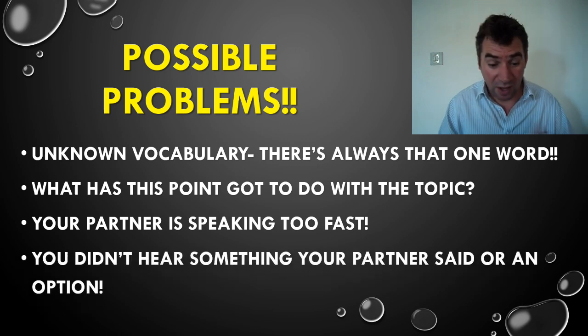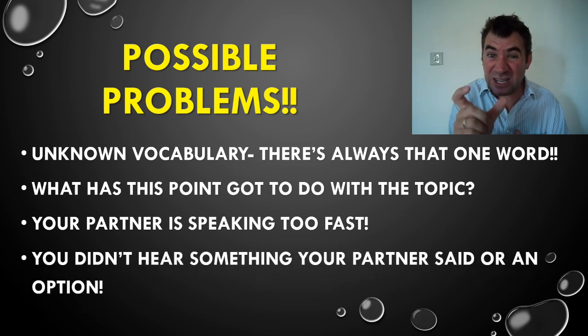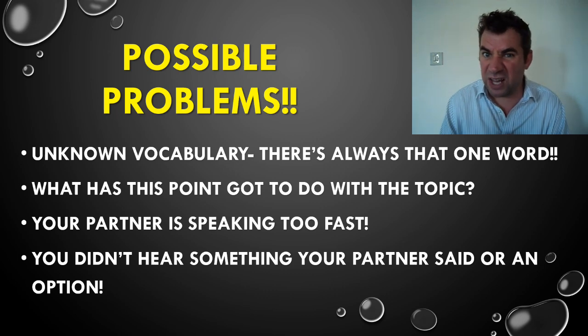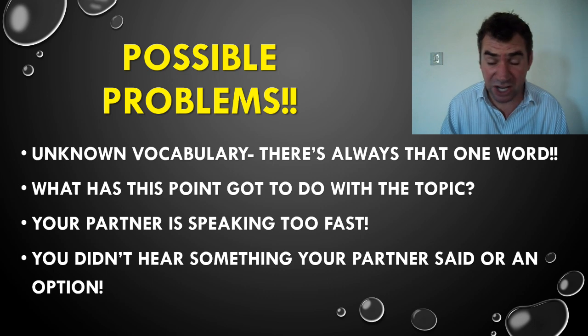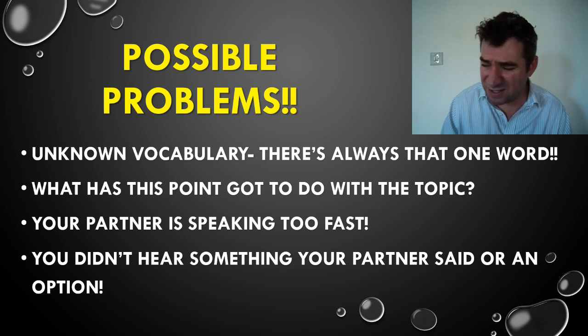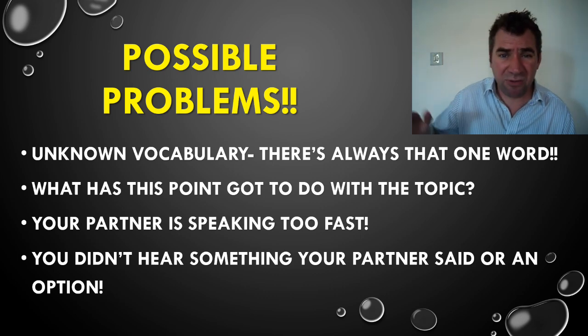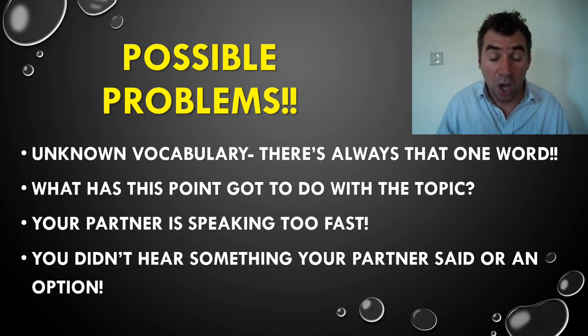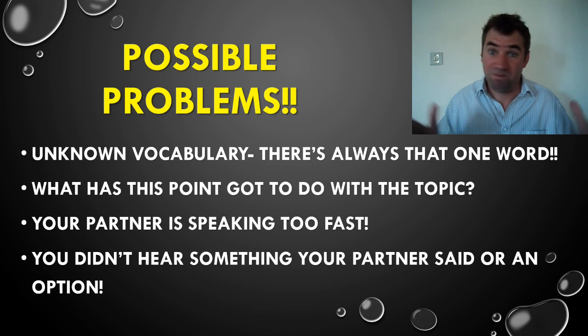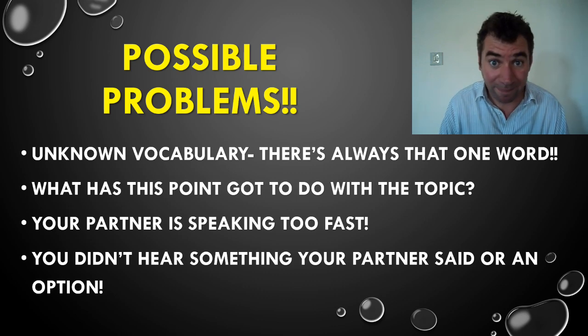Like the next point. If you don't hear something, especially some of the options, they'll have really funny names or a funny surname. And if you don't catch it, it's okay to stop your partner and say, sorry to interrupt, but could you actually repeat the name of that second option for me? That's what you do. Ask for clarification. That's what you do. So do it. Don't be shy.